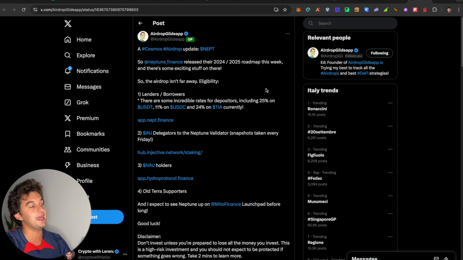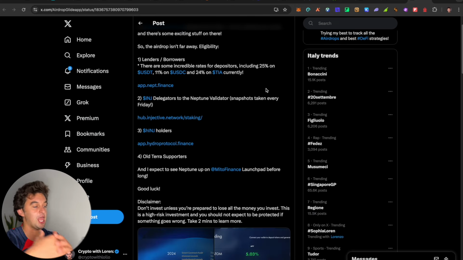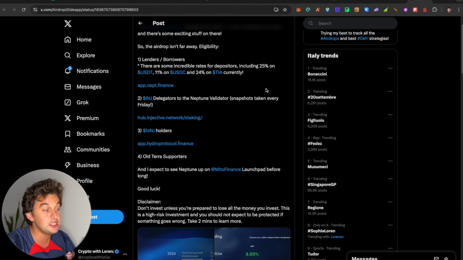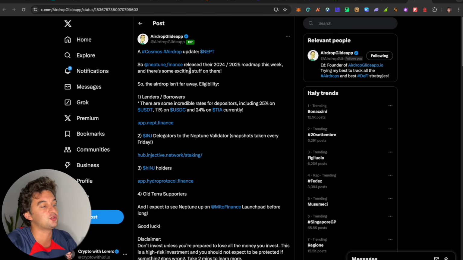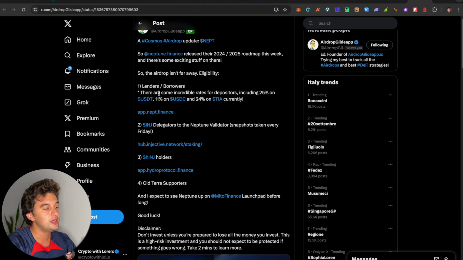As well, we do have a Cosmos ecosystem update for everybody that supports the Cosmos ecosystem. It is good that we go and talk about it. Neptune Finance released their 2024-2025 roadmap this week, and the exciting news is as follows. The airdrop isn't far away. The eligibility is for lenders and borrowers. There are some incredible rates for depositors, including 25% on USDT, 11% on USDC, and 24% on TIA currently.